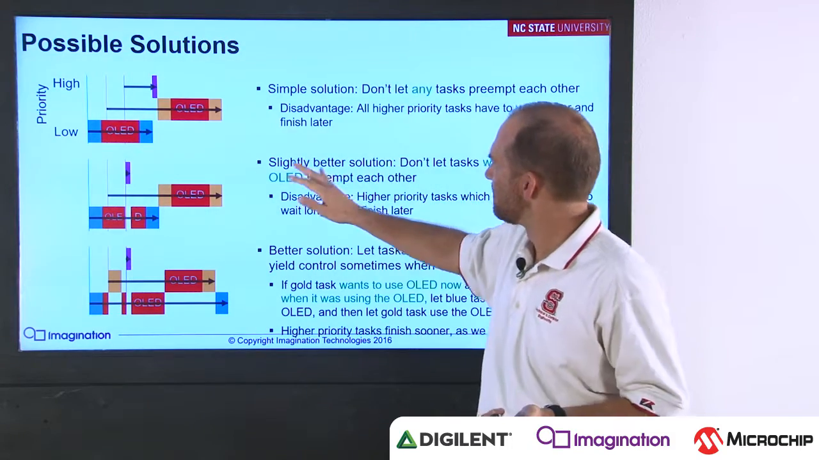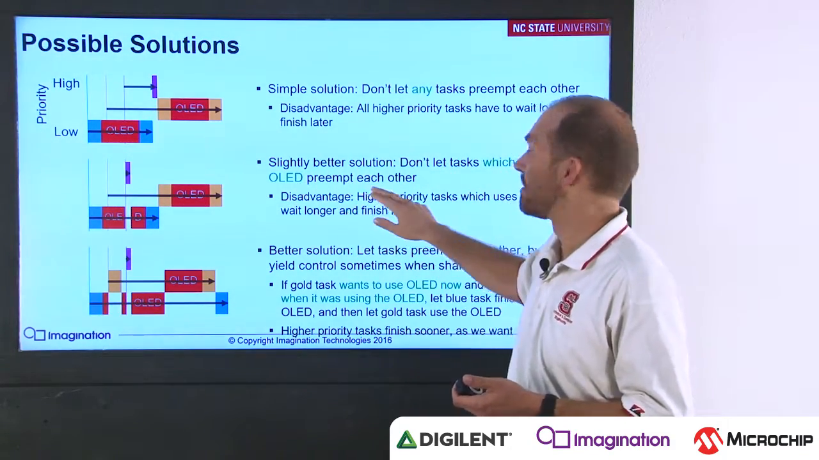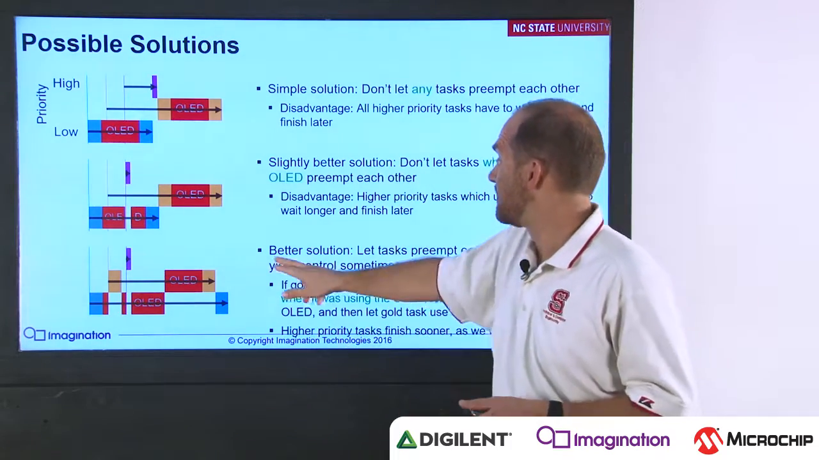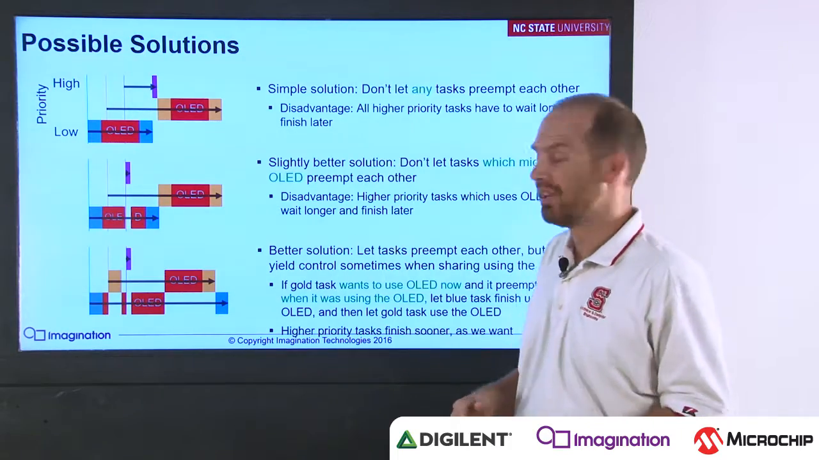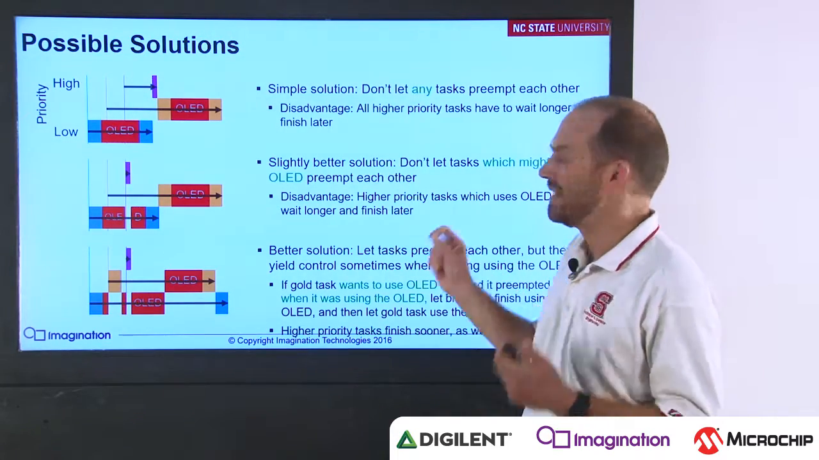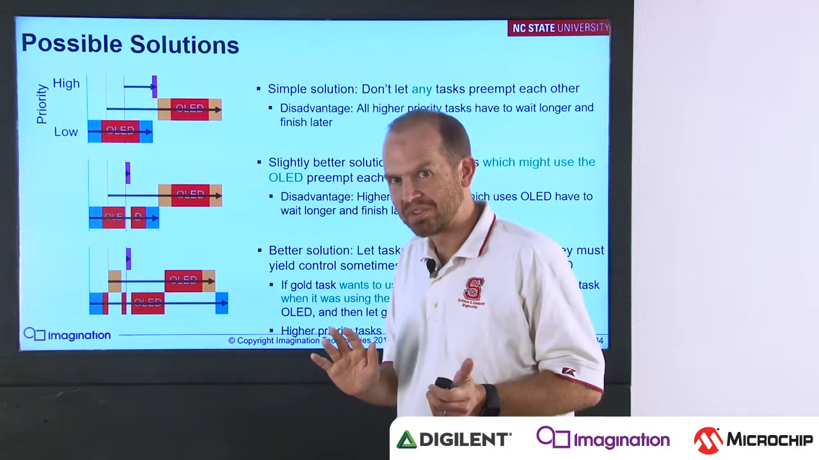We then look at some better solutions. Maybe we just don't let the tasks which might use the OLED preempt each other. And then an even better solution, which allows tasks to preempt each other, but if they need to use the OLED display, then they have to take turns.